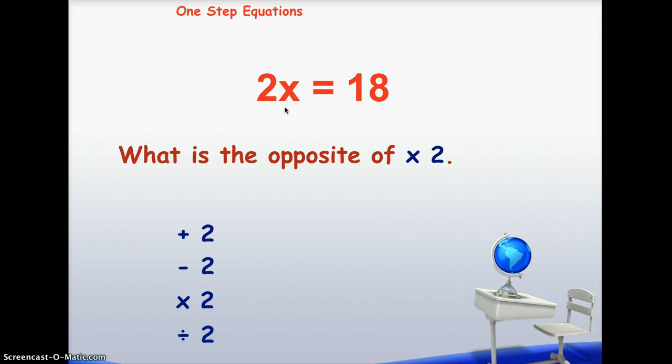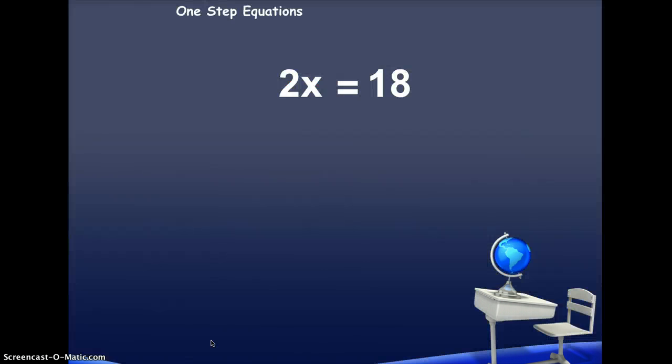And before we also said that to solve an equation, you use the opposite operation. So in here, what is the opposite of times 2? Is it plus 2? Is it minus 2? Or is it times 2? Or divided by 2? Okay, you're correct. It should be divided by 2. Okay, so let's move on and I'll show you how to solve the problem.